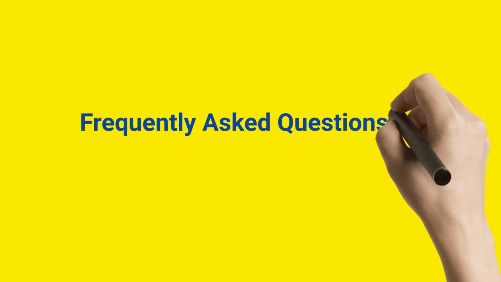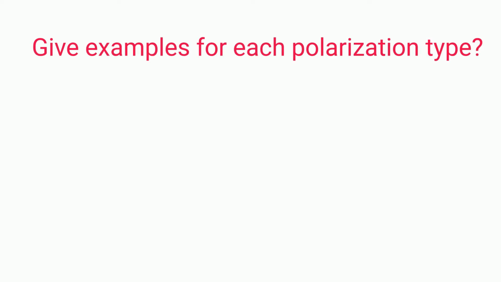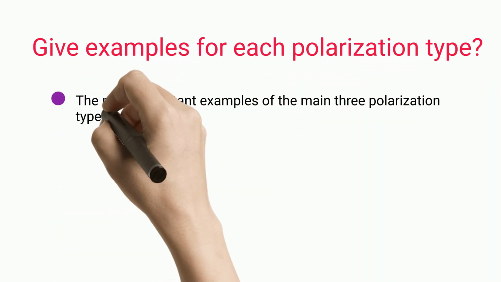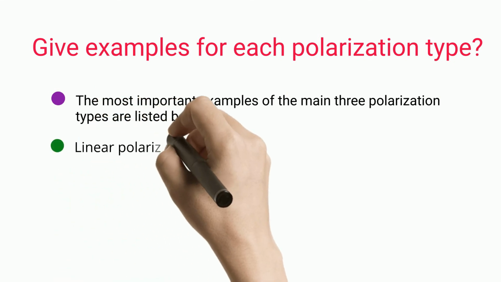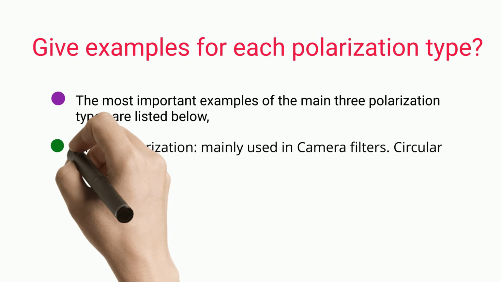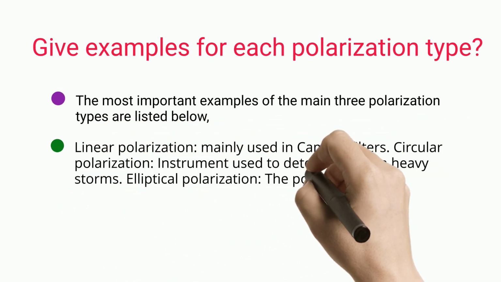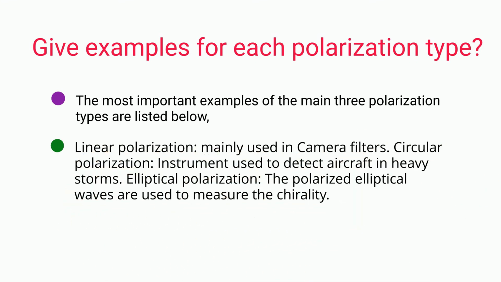Frequently asked questions on polarization, FAQs. Give examples for each polarization type. The most important examples of the main 3 polarization types are listed below. Linear polarization, mainly used in camera filters. Circular polarization, used in instruments to detect aircraft in heavy storms. Elliptical polarization, where polarized elliptical waves are used to measure chirality.